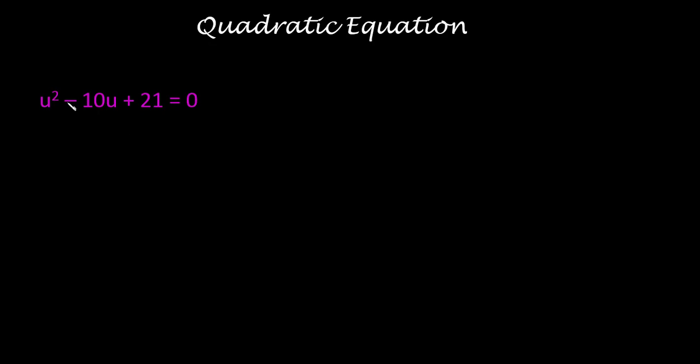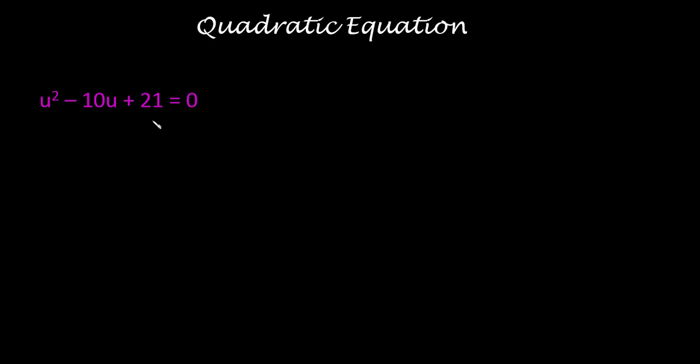Now let's take a look at this: u squared minus 10u plus 21 is equal to 0. Now this looks exactly like the one we did before. I just want us to do it so that we'll be able to understand this particular technique very well, because sometimes it poses a problem to students.